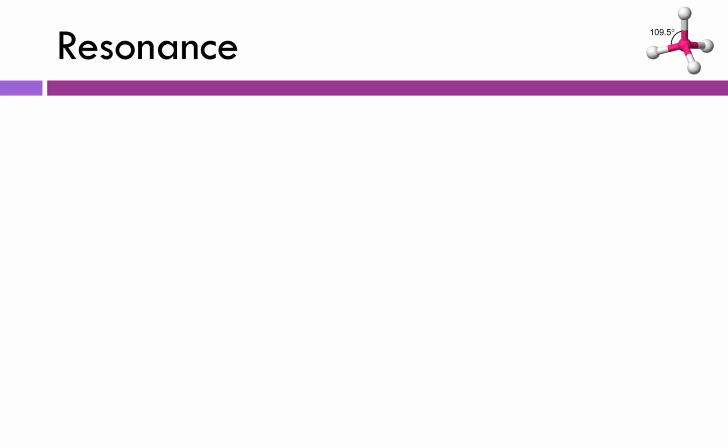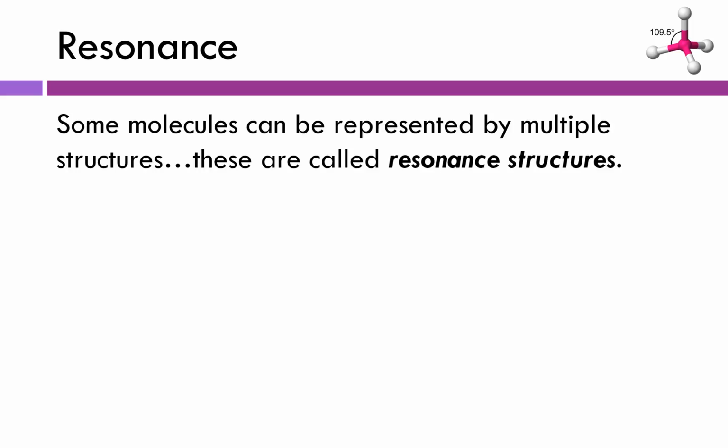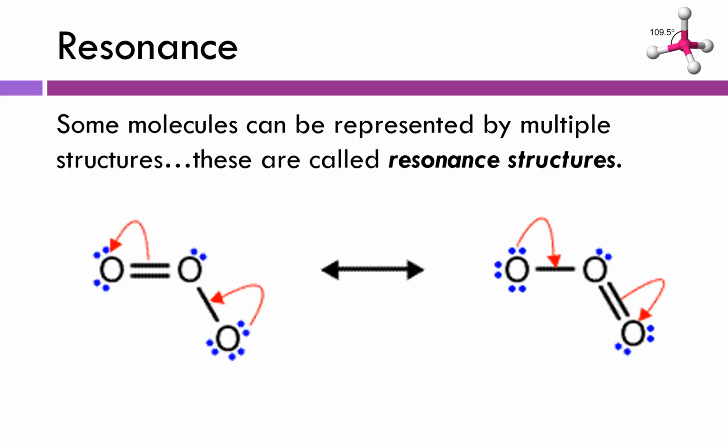We're going to wrap up with a concept known as resonance. Resonance exists when you've got molecules that can be represented by multiple structures. Really, the arrangement of the atoms stays exactly the same, but the way the atoms are bonded to each other, for example, whether they are single bonded or double bonded or triple bonded, changes. These are called resonance structures. The ozone molecule that we just talked about is an example.